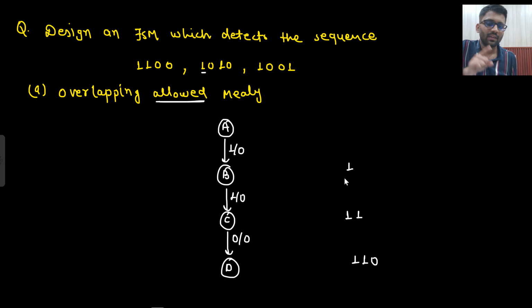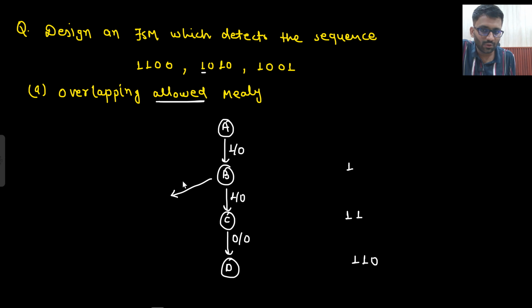Again, let's see it. I need to detect 1010 now. In state B, 1 has already been detected. Here, this is my starting point. But why would I start from the starting point again? Because I know one thing, that my first bit has to be 1. So it is already there in state B. So I will start from state B only.